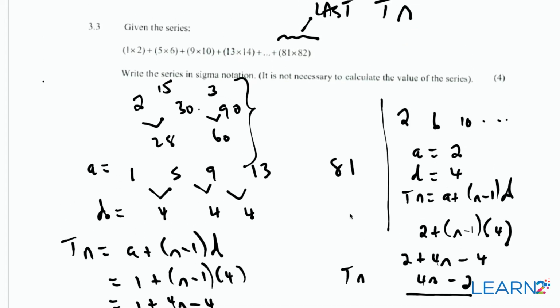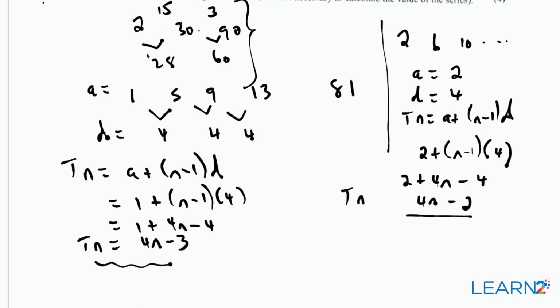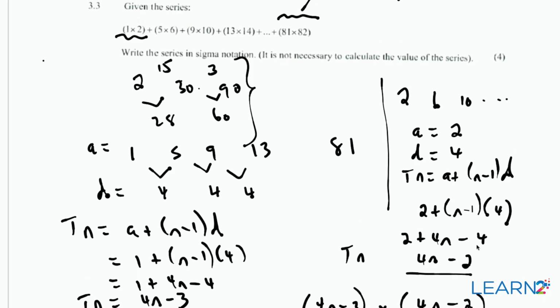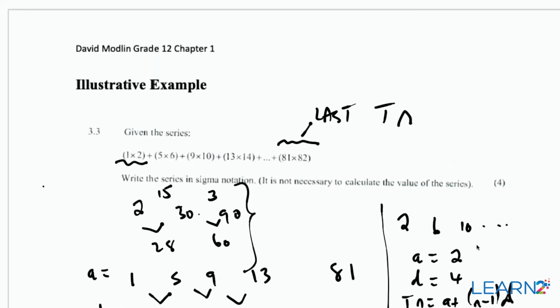But this particular sequence is taking the one number and multiplying it by the other. So the actual sequence that we're dealing with is a sequence where the one Tn, 4n minus 3, is being multiplied by the other one, 4n minus 2. Now, something else we can think about here is that the last term of the first sequence is 81, and the last term of the second one is 82.